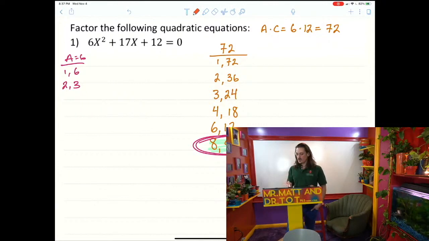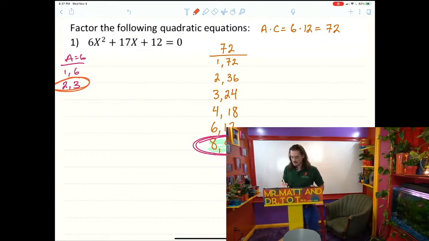Notice how 1 and 6 don't match up as factors of 8 and 9, the values that I chose for the A times C value. But notice that 2 and 3 both are divisors of 8 and 9, respectively. 8 can be divisible by 2, and 9 can be evenly divisible by 3. That's a clue that those are the values that I need to work with.